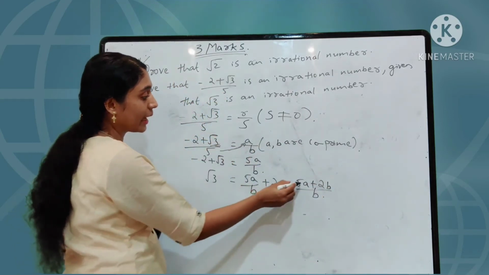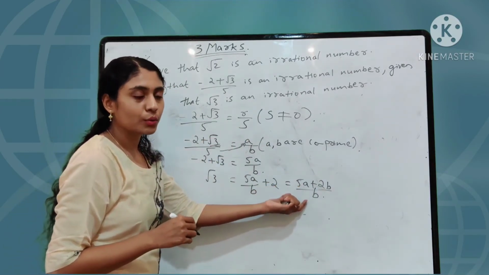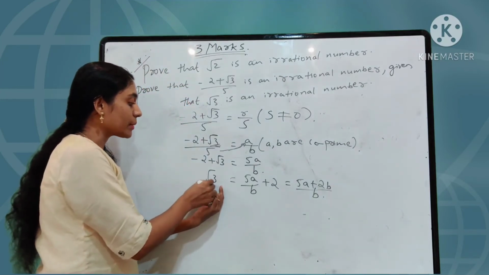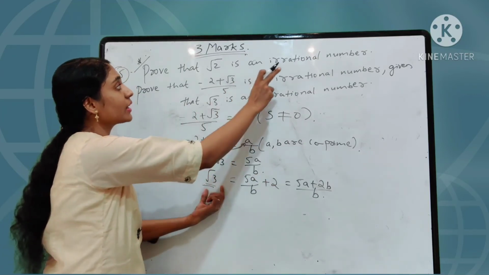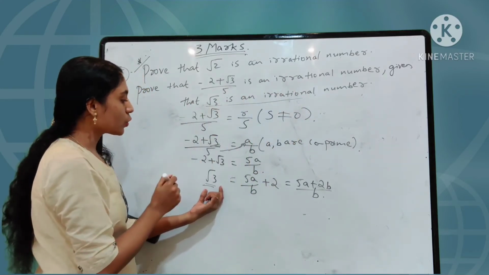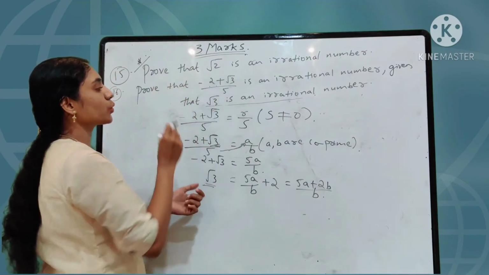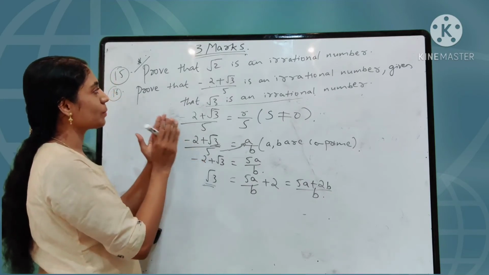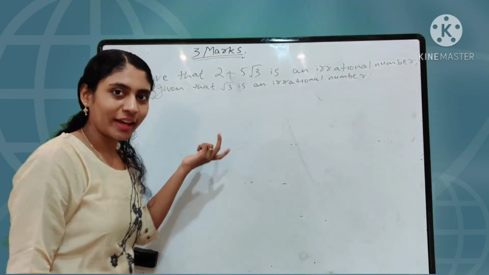Got it? And here a, b, 2 and 5 are integers and it is of the form p/q. Therefore (5a + 2b)/b is a rational number. So we can say that root 3 must be rational, because RHS is rational, so LHS must be rational. But it is given that root 3 is an irrational number. So this contradiction has arisen because of our incorrect assumption that (-2 + root 3)/5 is rational. Therefore, we can conclude that (-2 + root 3)/5 is irrational. Hence, proved.